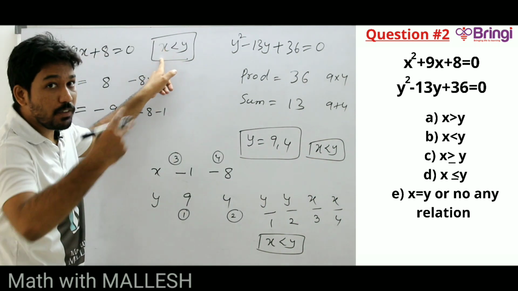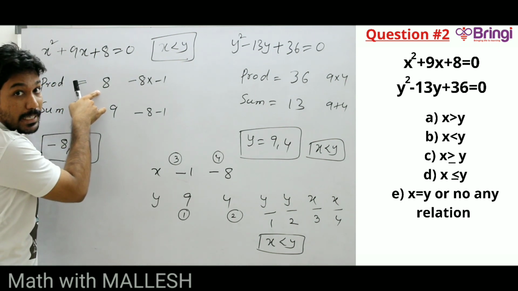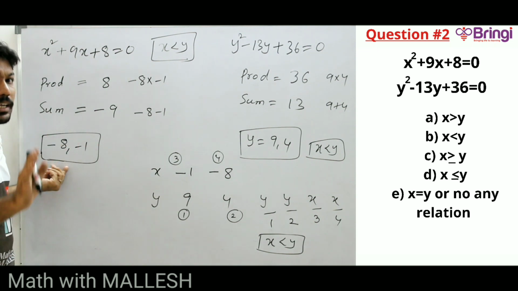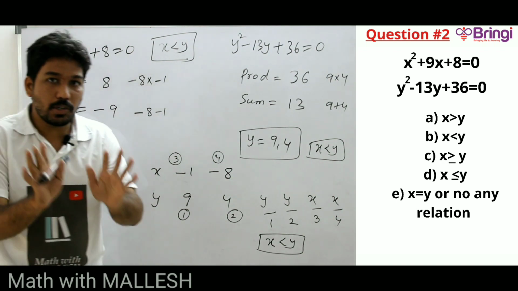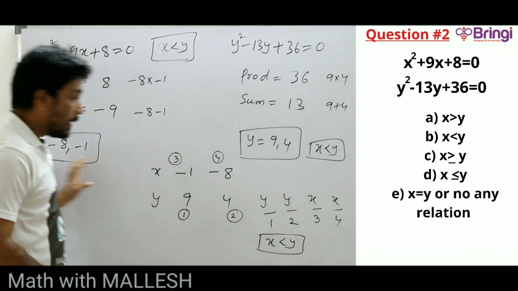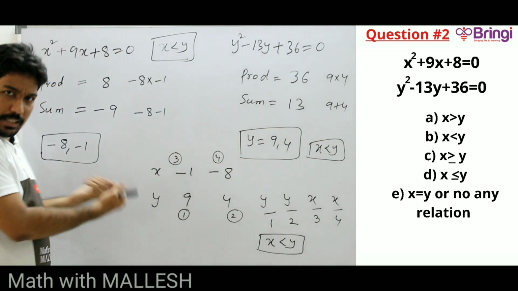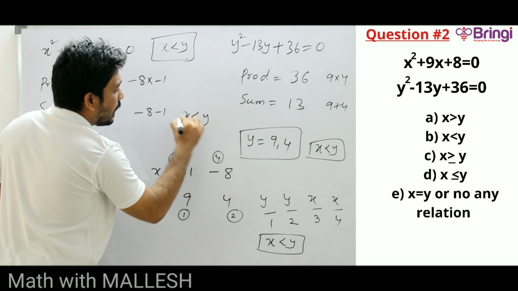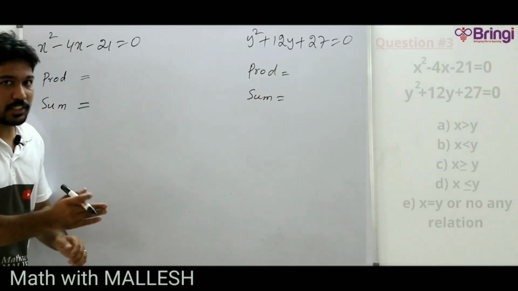And how did I do it without doing anything? Because here product is 8 and sum is -9. So definitely roots are negative roots. छोड़ दो, values छोड़ दो. 2 roots are negative and 2 roots are positive. Here negative roots and here positive roots. So positive roots are always greater than negative roots. That's why y is always greater. That's why answer is x less than y. So option 2. Moving to the next question.